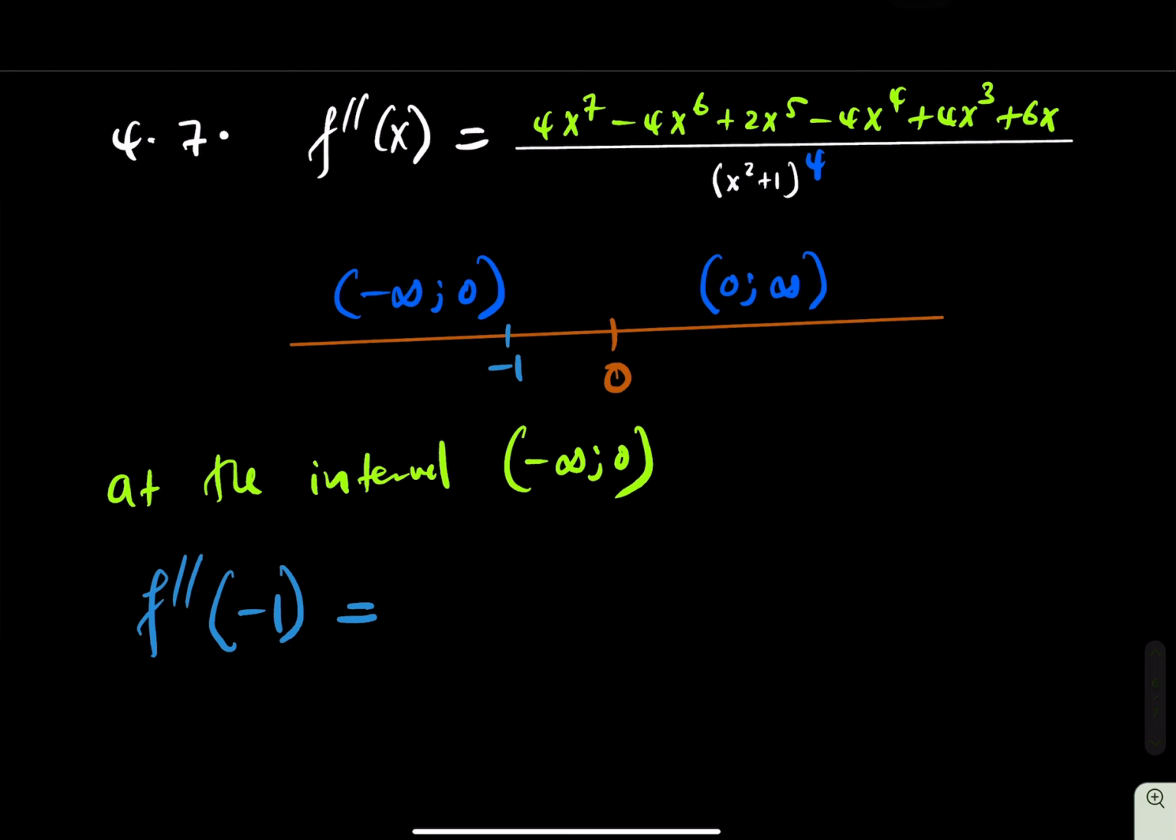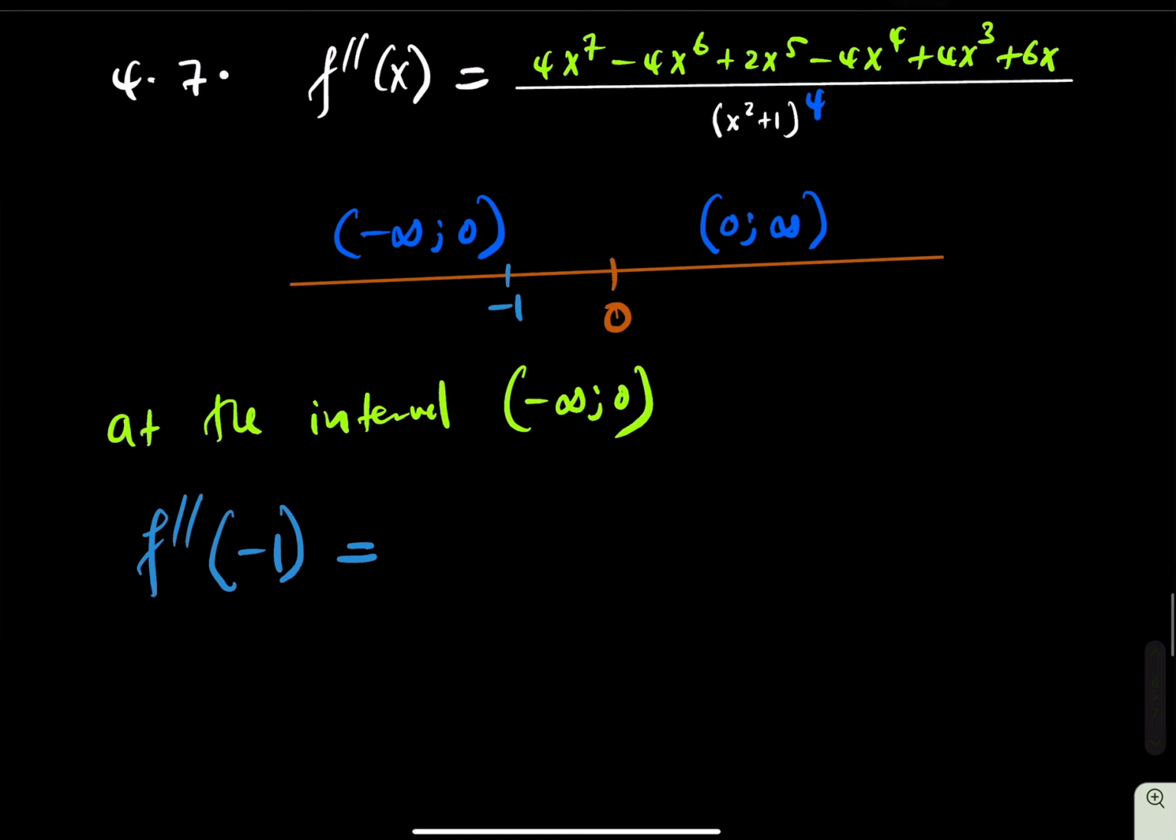That is 4 into negative 1. I raised that by 7. In fact, I can even do it with my mind. So it's going to be negative 4, and then negative 4 again, and then negative 2, and then negative 4, negative 4, negative 6. So that is negative 24 divided by, I put negative 1 here. That is going to be 2.